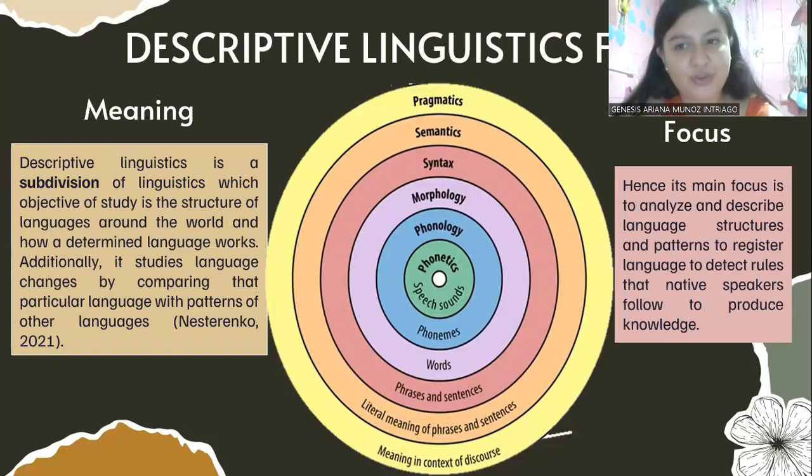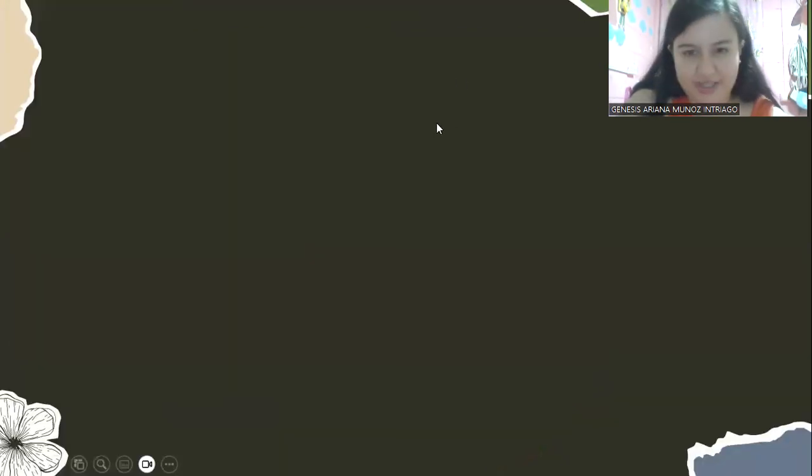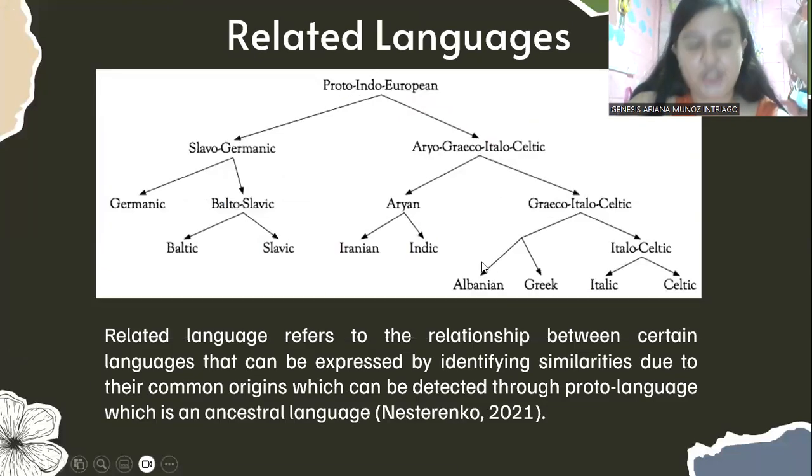Hence, its main focus is to analyze and describe language structures and patterns to be able to register that language and in that way detect rules that native speakers follow when they are trying to produce words or in the production of speech, okay? So now let's talk about related language.